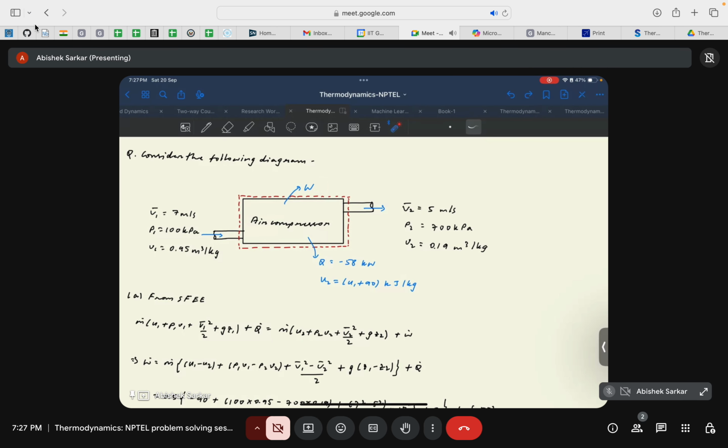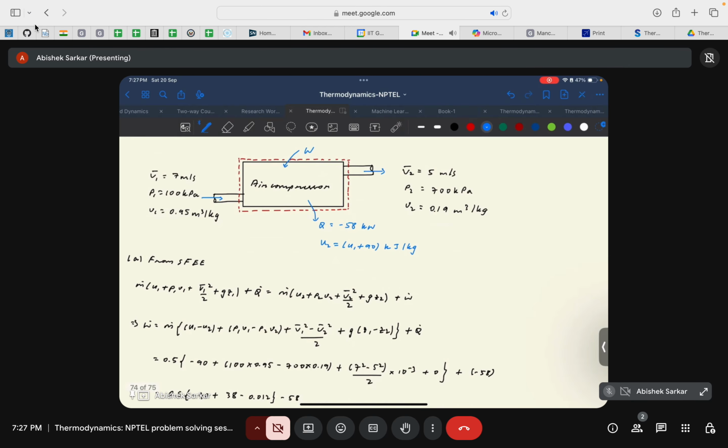If I'm not wrong, it is work input to the air compressor, right? Of course, an air compressor is a work consuming device, so it should be work input. Sorry for the diagram, it should be work input. And the net heat interaction is also given: the compressor absorbs heat from the air, so it is given as minus. And the outlet internal energy is 90 kilojoule greater than the incoming internal energy.